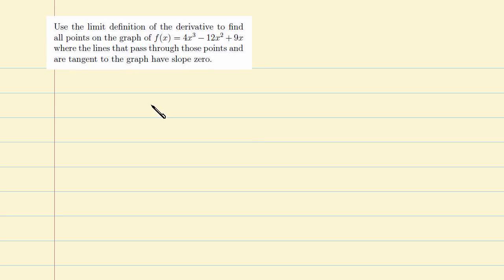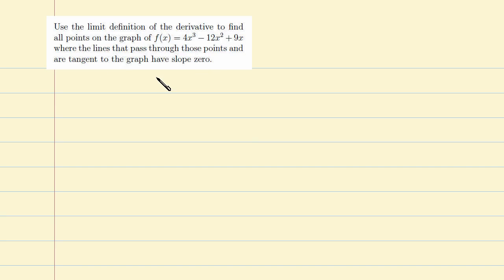Okay, let's consider one more example. Here we're asked to use the limit definition of the derivative again, only this time to find all points on the graph of this given function here, where the lines that pass through these points and are tangent to the graph have slope 0. In other words, they are horizontal tangents.